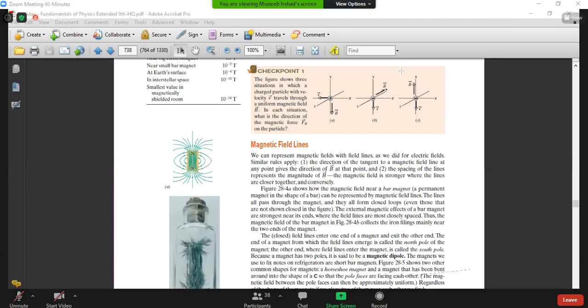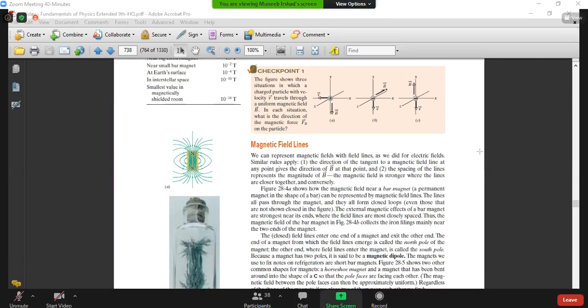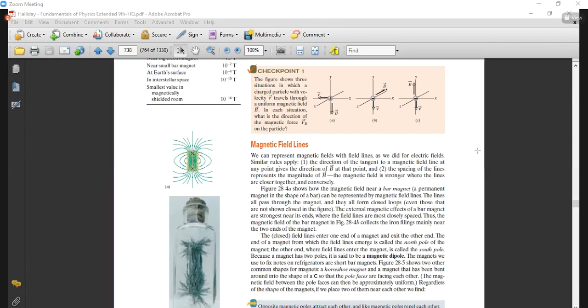Okay, so this is the theory which is written here on magnetic field lines, and I don't think there is another story behind this one which you need to understand here.